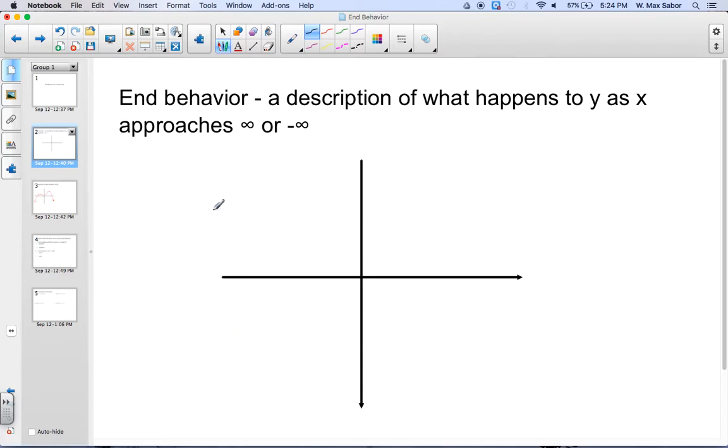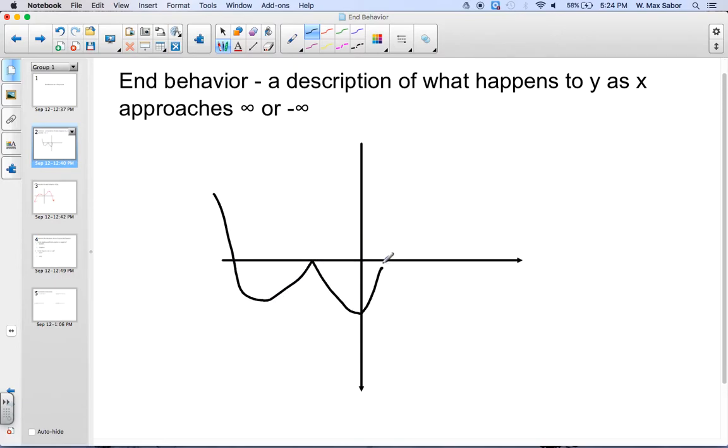some sort of graph, what we're curious about is not anything that's happening in the middle, but just what's happening at the end. What is going to happen as we zoom all the way out over here, or if we zoom all the way out over here? What's going to happen to the y-coordinate as x approaches negative infinity or positive infinity?